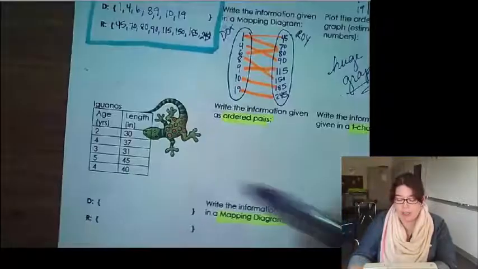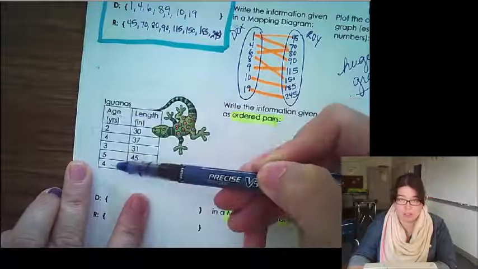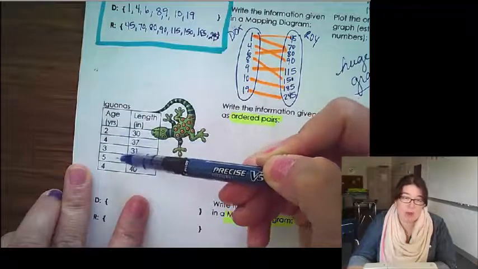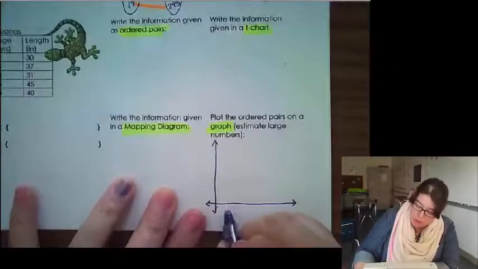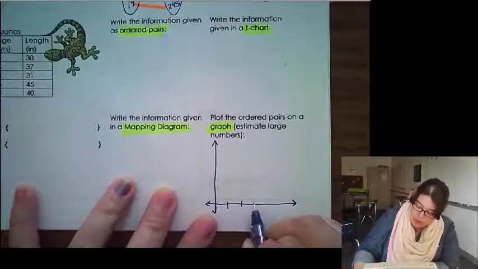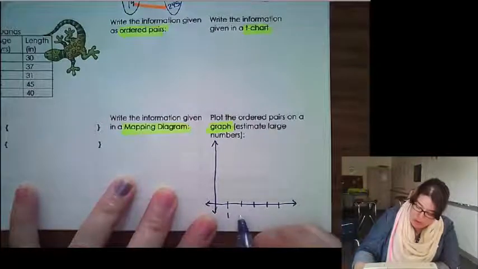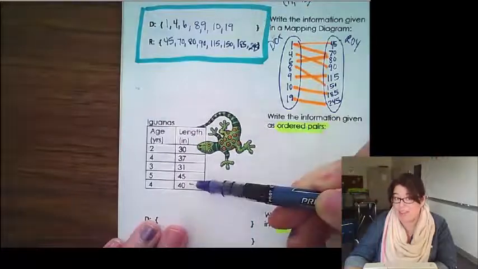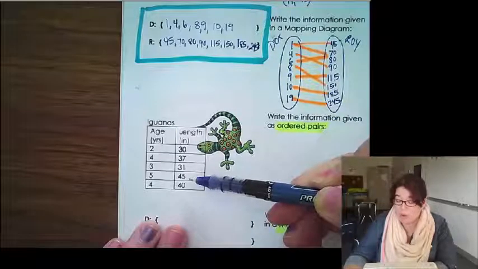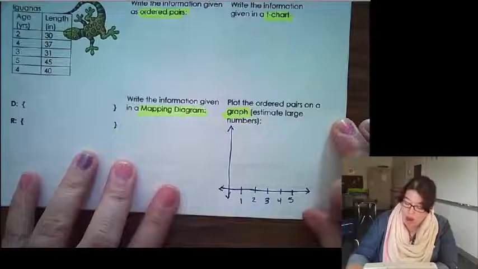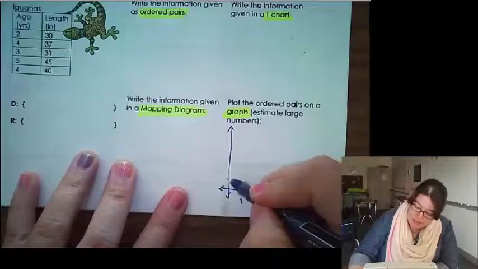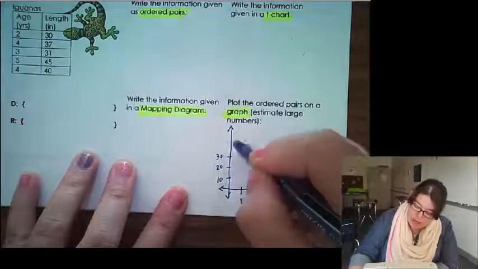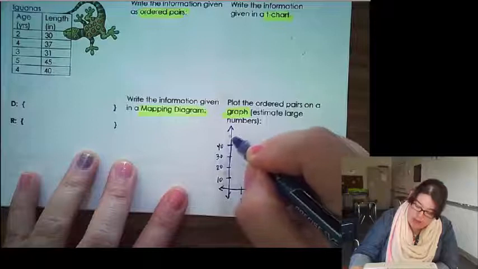Now, the other thing I want you to look at is your x values, which is the first set of numbers you have. They all are pretty small and they don't go up too high, so our x's are going to go up by 1. So 1, 2, 3, 4, 5, no problem. But if you look at the length, they get pretty big. They go all the way up to 45. So let's go with 10s on our y-axis. We've got 10, 20, 30, 40, and 50.